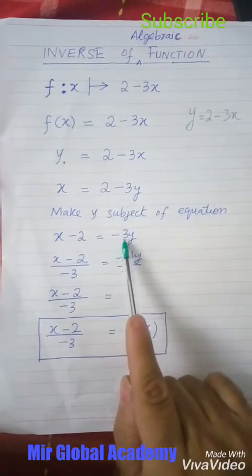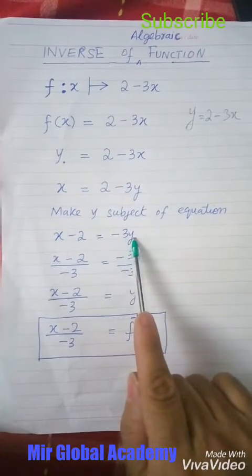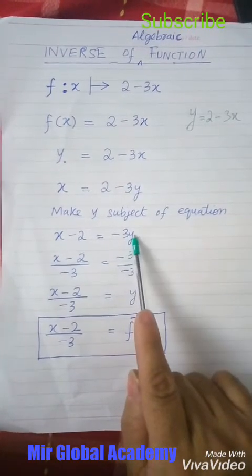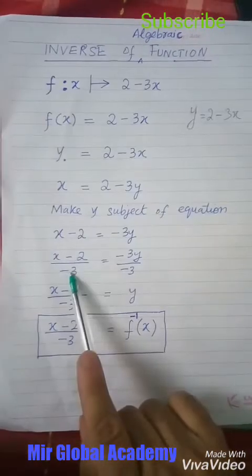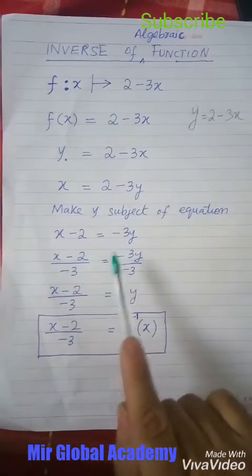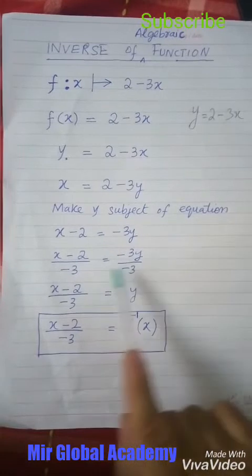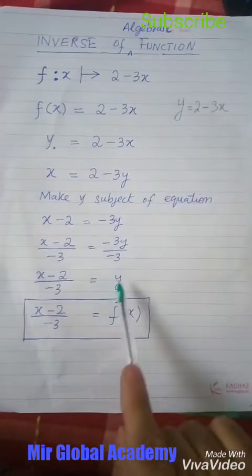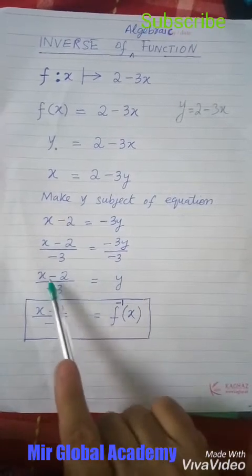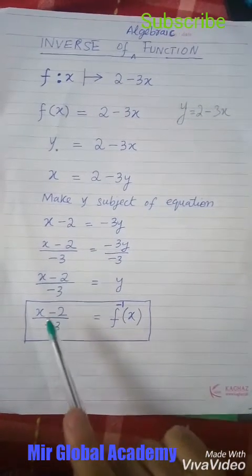Next, this minus 3 is multiplying with this y variable. So when we shift it over to the other side, it will be in the denominator. So we have to divide by minus 3 on both sides of the equation. And after simplification, this becomes y is equal to x minus 2 over minus 3.